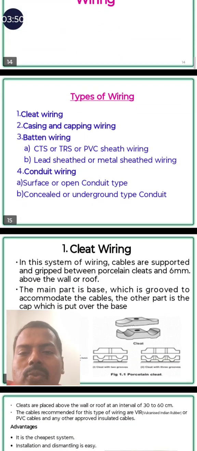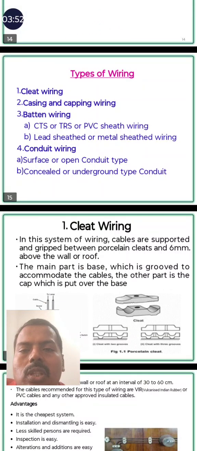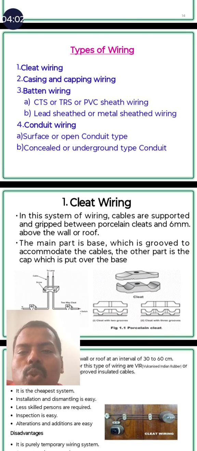Then the types of wiring: cleat wiring, casing and capping, batten wiring. In batten wiring, CTC or TRS or PVC sheathed cables are used for wiring. Then lead sheathed. Then the fourth one is conduit wiring. The fourth one is again subdivided into surface or open conduit and concealed or underground type of conduit. These are all the classification of the wiring.